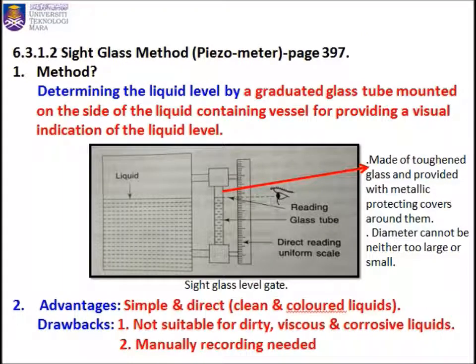So next is the sight glass method, or we call it piezometer. How about this method? It determines the liquid level by a graduated glass tube, mounted on the side of the liquid containing vessel, for providing a visual indication of the liquid level.